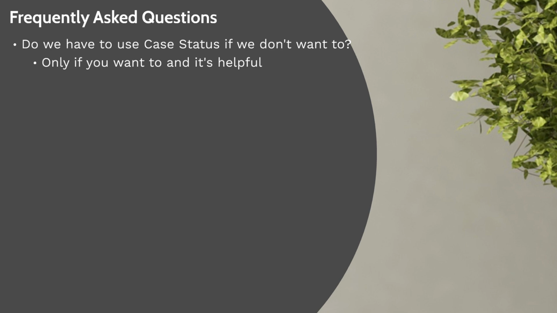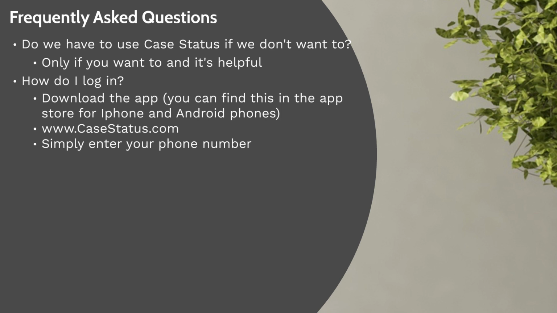If you're not using the app, they'll just come through as a text message, and then you can respond to the text message and we'll receive those updates. Next is, how do I log in? So if you have a smartphone, you can download the app. It's on iPhone and Android. We can send you a link for the download.